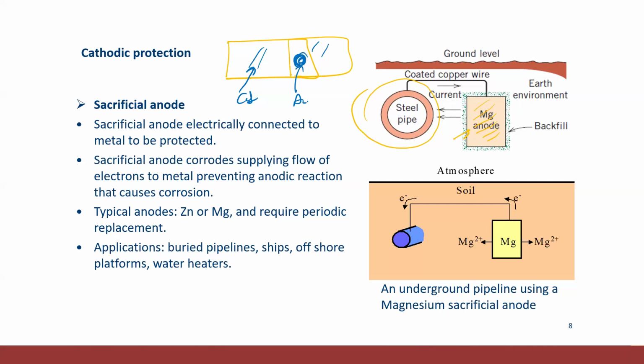Okay, so that we call cathodic protection. We are using a sacrificial anode. The anode is sacrificing, but we are protecting the cathode. So that we call cathodic protection. Are we all good? Any question?